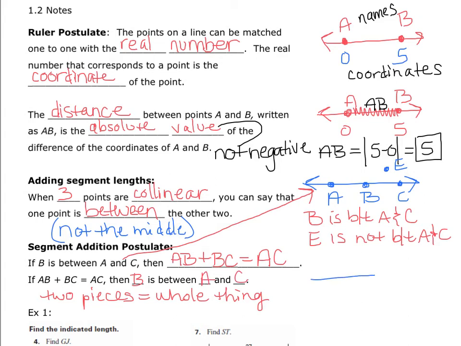And the way a picture looks for that is, again, if we have our letters, B is between A and C. All right, this distance in here, this is AB from here to here, and then we have BC, and this whole thing is AC. So if you add the two pieces, then you get the whole thing.